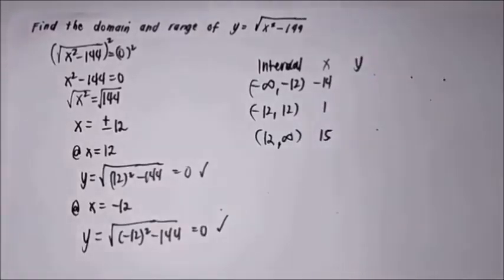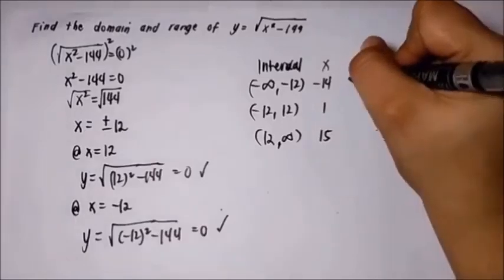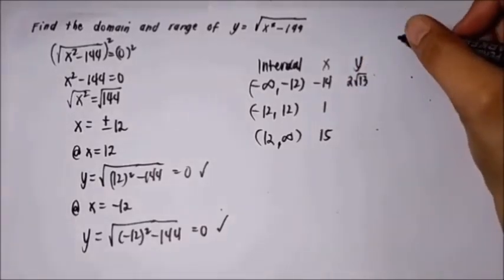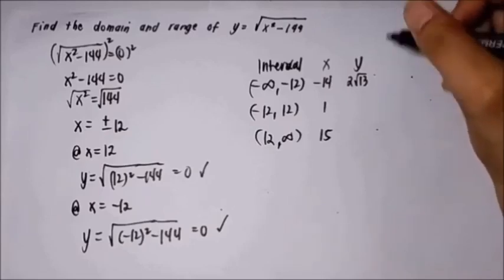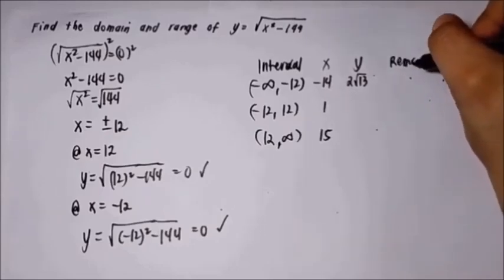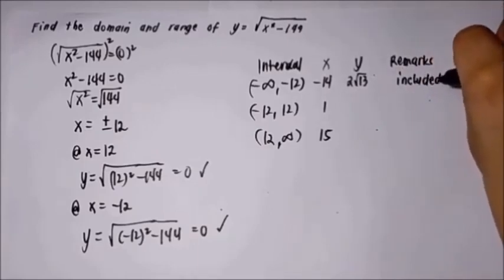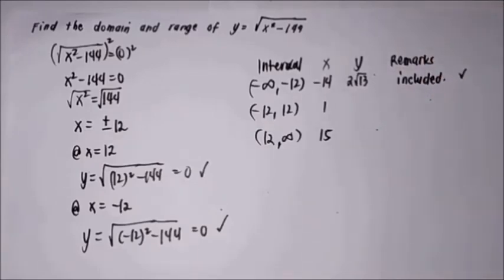Then solve for the values of y. So the given is the square root of x squared minus 144, so we will be using negative 14. So what would be the value of that? So 2 square root of 13. 2 square root of 13 is a real number. So if it is a real number, then it is included. So this interval is included.